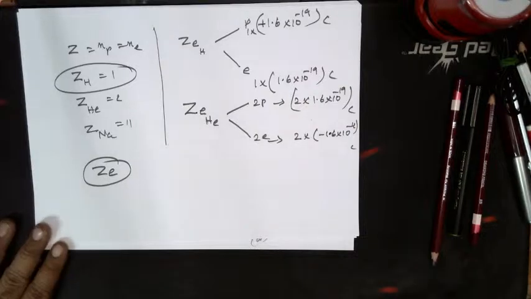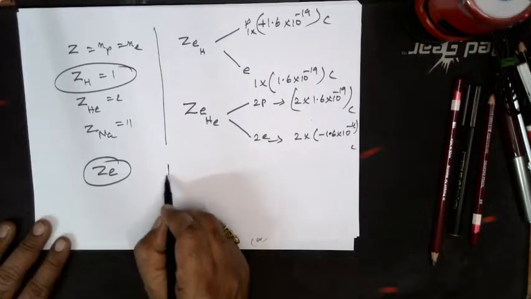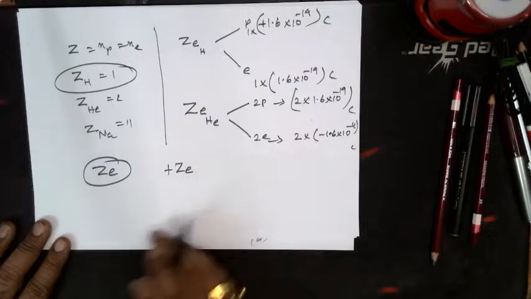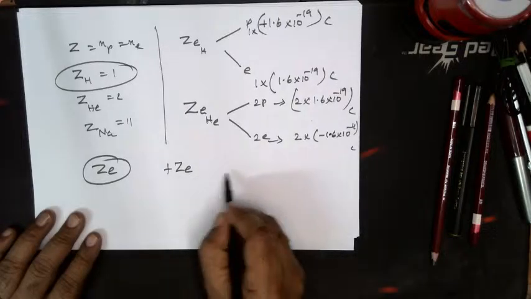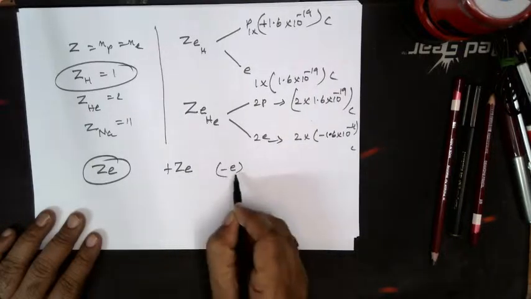So, Z is the atomic number. When I put plus Ze, it represents what? The proton, the charge of the nucleus. Are you able to follow? And if it is minus, it means minus e. Minus e is the charge of the electron.